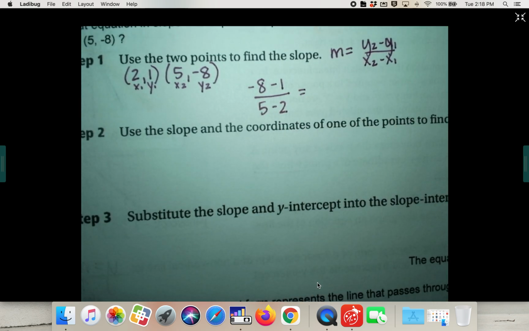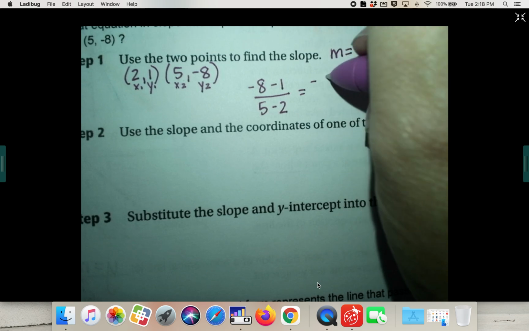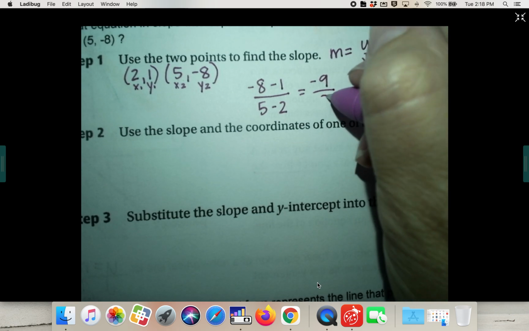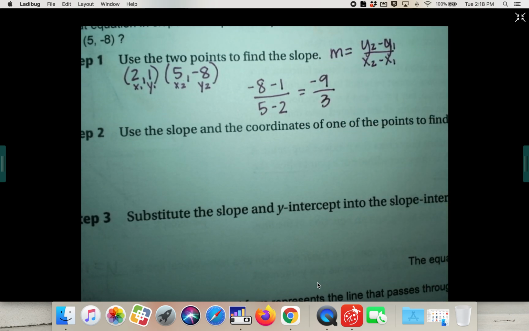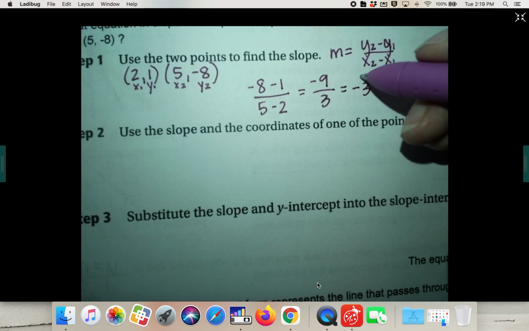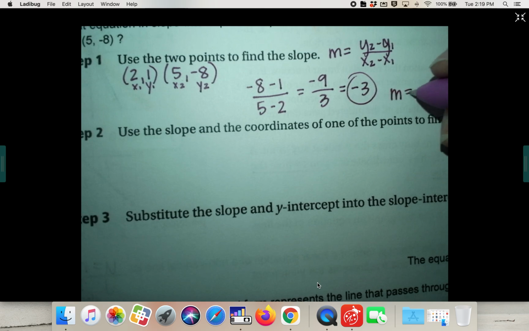All right, negative 8 minus 1, check on your calculator, is negative 9. And then 5 minus 2 is 3. And it's math, so we always simplify. Negative 9 divided by positive 3 is negative 3. So that is my slope. That is my m. My slope is negative 3.